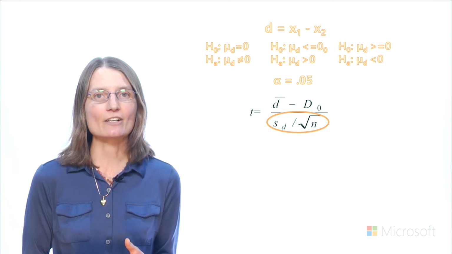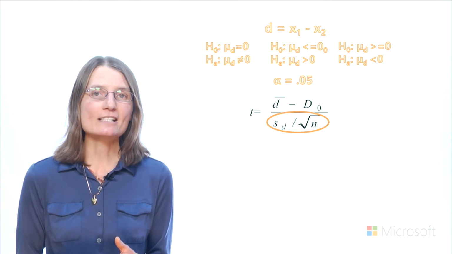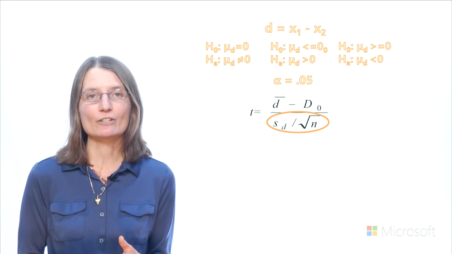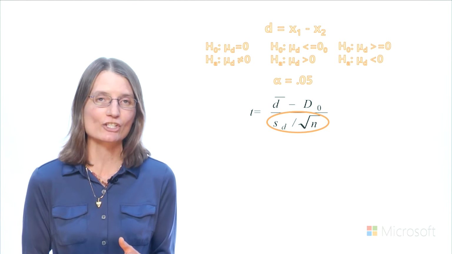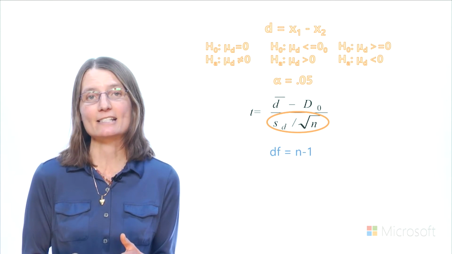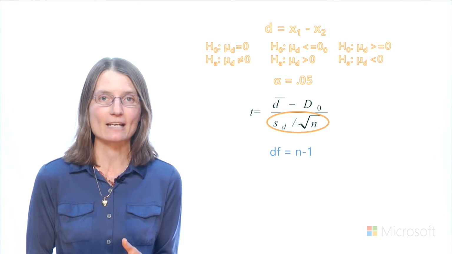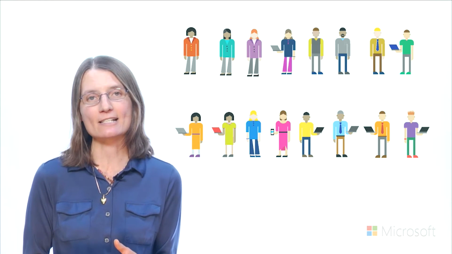The denominator is the standard error of the differences, or d values. SD is the standard deviation of your d values, calculated in the exact same way that you calculate any standard deviation. Finally, the degrees of freedom are n-1 because the statistic is based on one mean. That is the difference between your matched pairs. So let's take a look at an example.